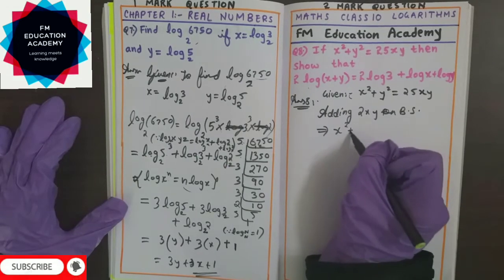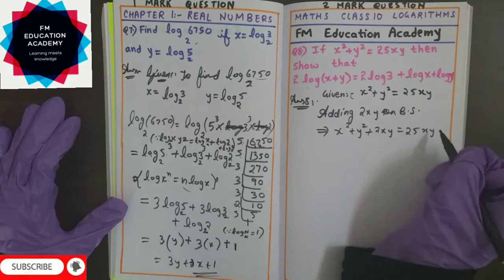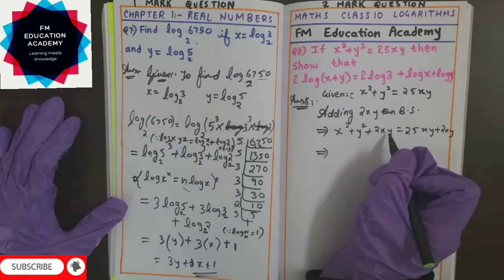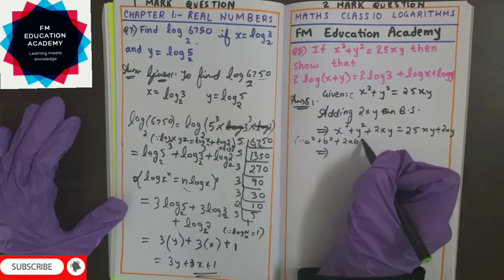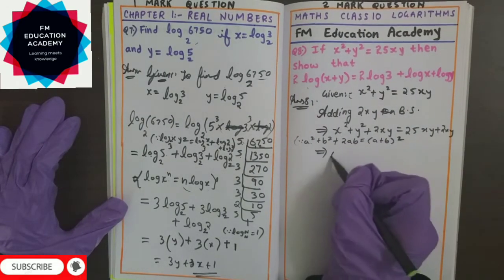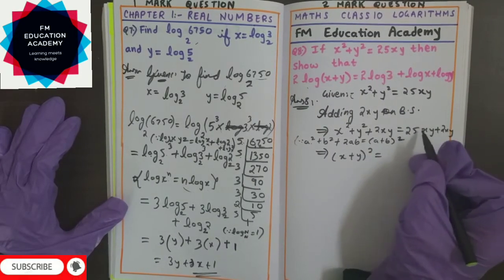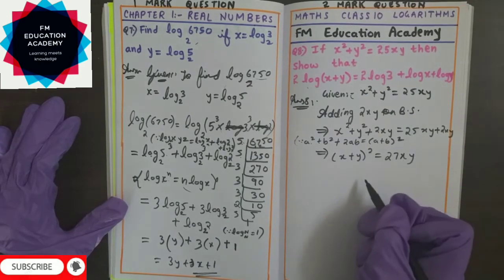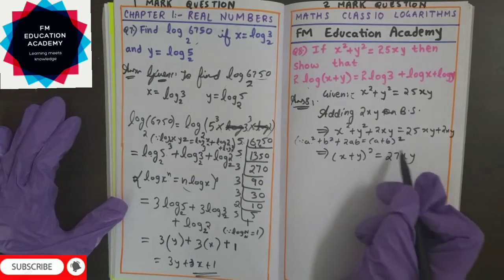X square plus y square plus 2xy is equal to 25xy plus 2xy. Now this is the form of a square plus b square plus 2ab. We know a square plus b square plus 2ab is a plus b whole square. A here is x and b here is y. So x plus y whole square is equal to 25 plus 2, both are xy, so we can add the coefficients. 25 plus 2 is 27xy. Now what can we do? Observe, here we have x plus y whole square is equal to 27xy.